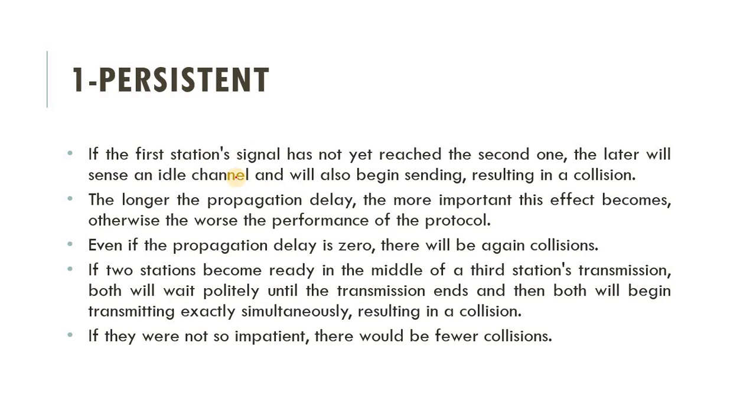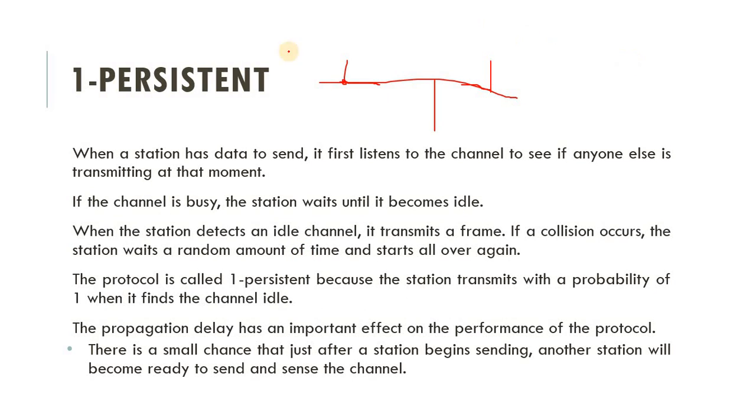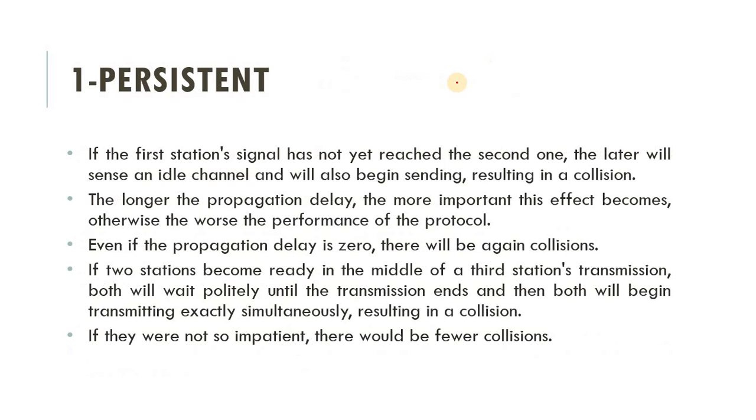If the first station's signal has not yet reached the second one, the latter will sense an idle channel and will also send, resulting in a collision. So the longer the propagation delay, the more important this effect becomes, and the worse the performance of the protocol. Suppose the distance between these two nodes is very high, then the propagation delay is also high. At that time it is possible that when one starts sending data, at the same time this node also finds the channel idle and also starts transmitting data, and the data collides.